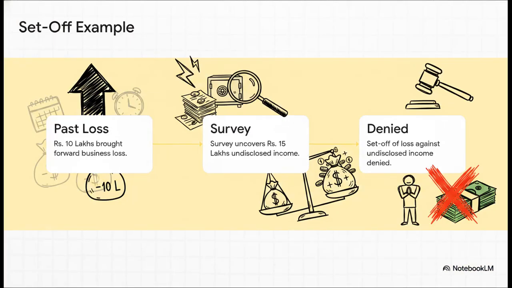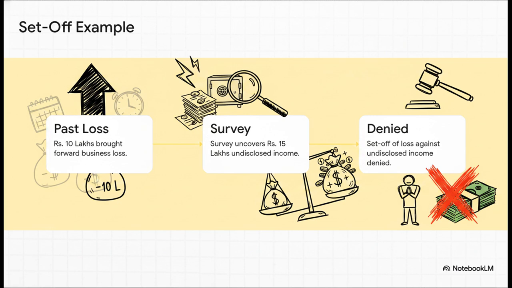All right, let's see how this actually plays out with some real numbers to see exactly how an assessing officer would treat this. Let's walk through it. Step 1. Our assessee has a totally legitimate, properly filed, brought forward business loss of 10 lakh rupees from a previous tax year. Step 2. A survey under Section 253 hits their premises during the current tax year, and bam, authorities uncover 15 lakh rupees of undisclosed income. Step 3.